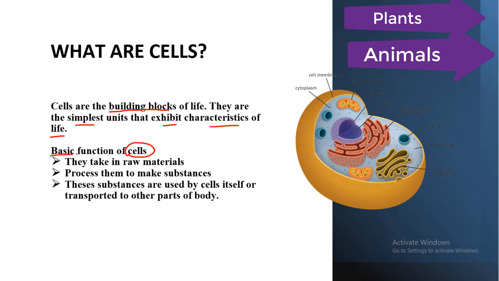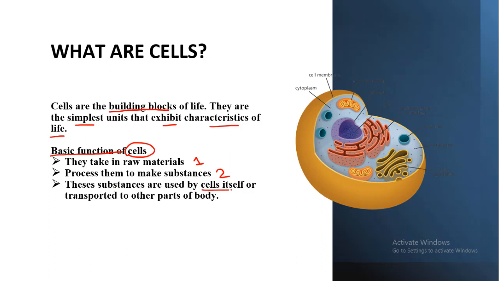What are the basic functions of cells? They take in raw materials, then they process these raw materials to make substances. And then these substances are used by the cell itself, and the extra substances that are made are transported to other parts of the body to be used.